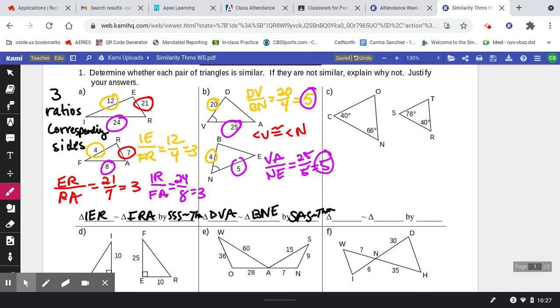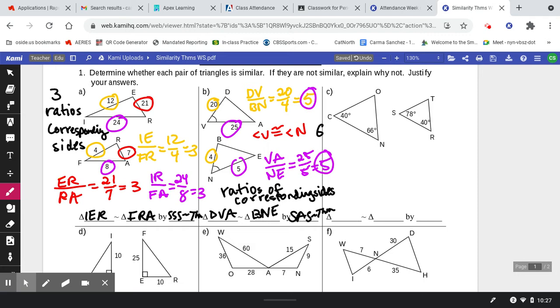Up here, this was given. These angles are congruent based on it being given in the image. And then we also used the ratios of corresponding sides. Notice I'm not doing a formal proof this time. We're just kind of writing the work wherever we can fit it. It's not asking for a formal proof. Okay, next one has two angles.